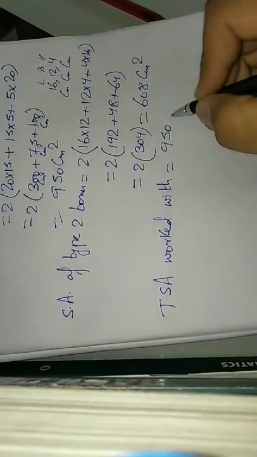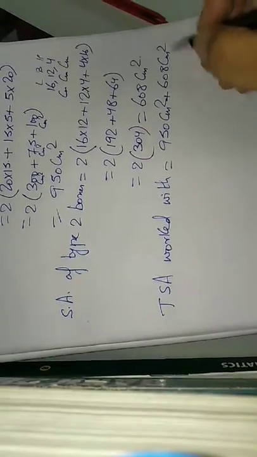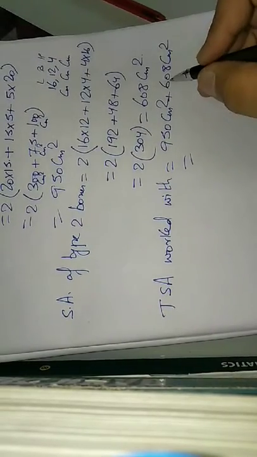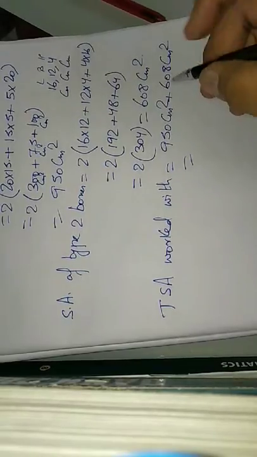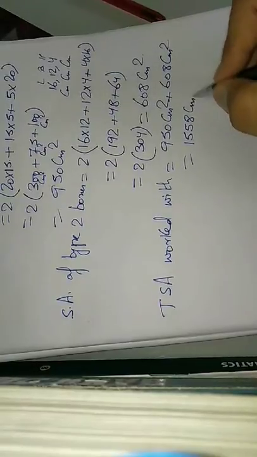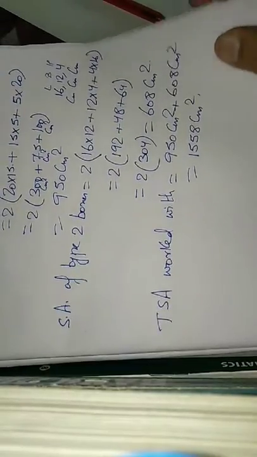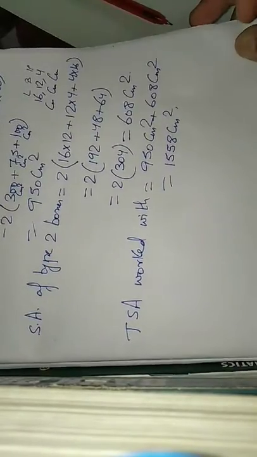950 for the bigger box and 608 centimeter square for the smaller box. 900 and 600 is 1500, 50 and then 850 and 1558. 1558 centimeter square, right? For 10 rupees for 1 meter square, right? Now you need to convert this into meter square.